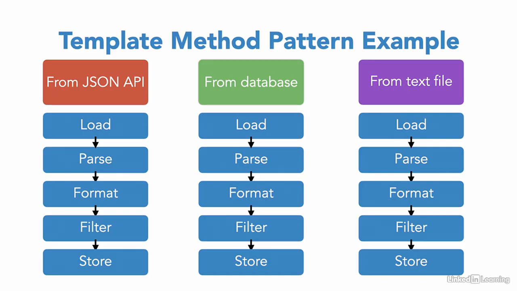Now, the tricky part is that each of these different situations is going to involve slight variations in each step from all the other situations. For example, during the load step, the JSON API might require us to make a network request, the database will require us to connect and query some sort of database, and the text file loader will require us to open a text file, right? And so on and so forth.